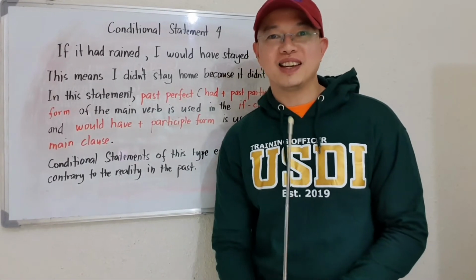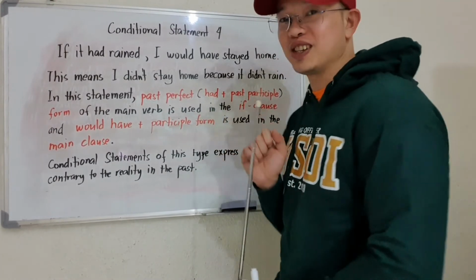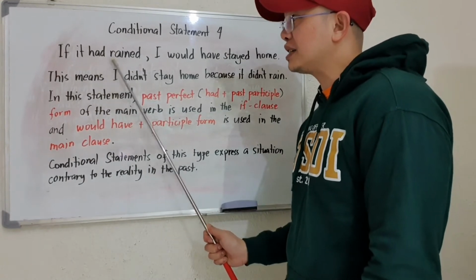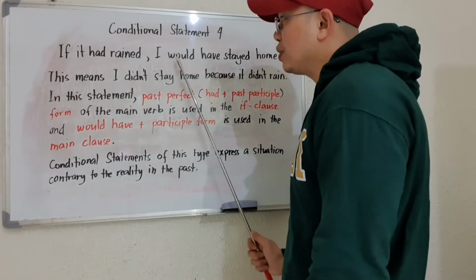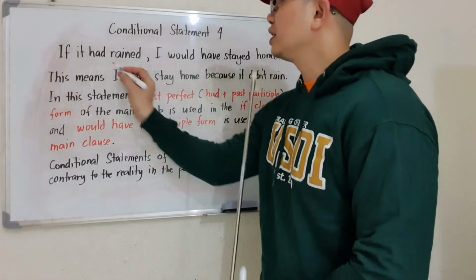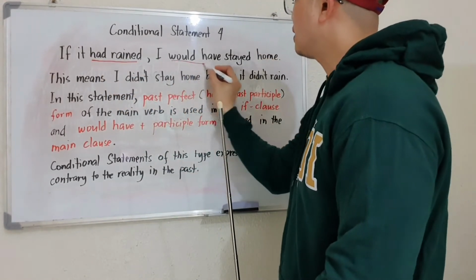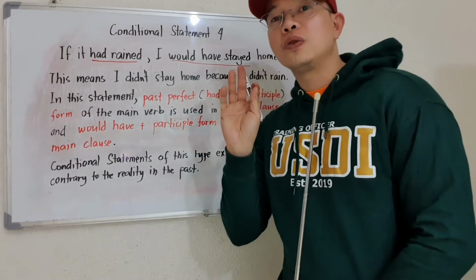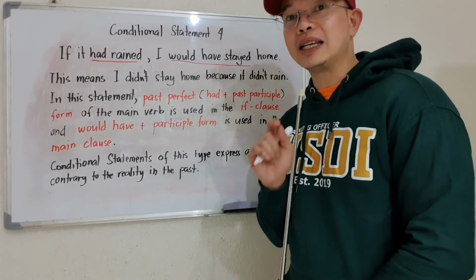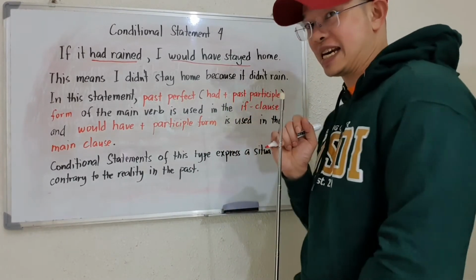Please bear with me because we still have 2 more conditional statements. So this is second to the last, conditional statement 4. If it had rained, I would have stayed home. Take note of the forms. Had rained and would have stayed home. Now, first is what it means first, okay? This means I didn't stay home because it didn't rain, okay?